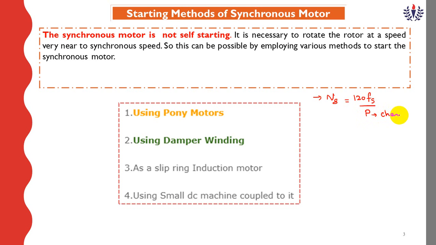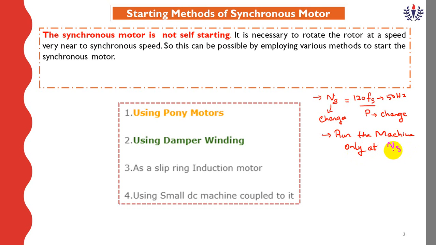Now if the number of poles is changed, then what happens to my synchronous speed? Synchronous speed also changes, based upon the supply frequency, 50 hertz, which can also change. But anyway, we have to run the machine only at synchronous speed, only at ns. That is our synchronous motor. Synchronous means unity.